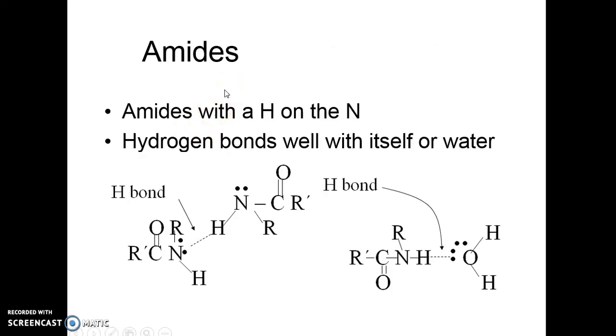Okay. Of course, amides can only hydrogen bond if you have hydrogens on the nitrogen. So if you've got a monosubstituted amide or an unsubstituted amide, they can hydrogen bond. If you do not have a hydrogen on the nitrogen, if it is disubstituted, you will not have it hydrogen bonding with itself.